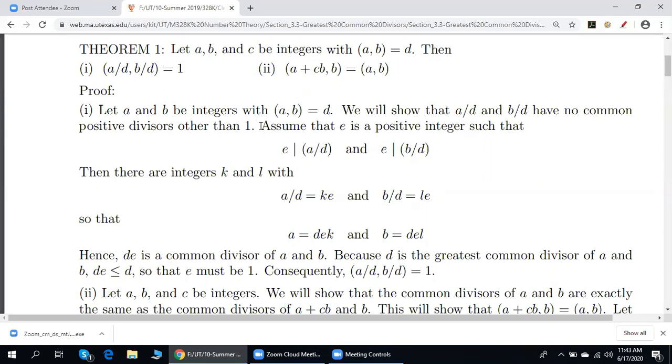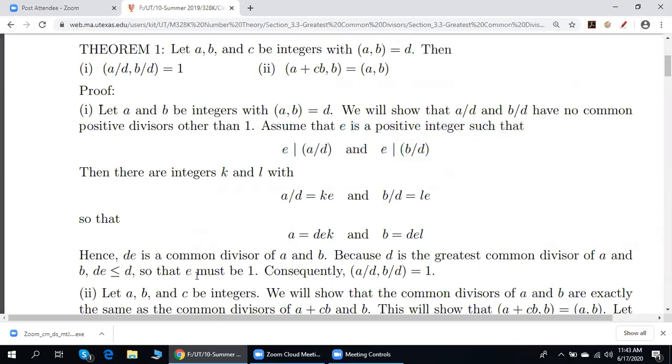So please take a look at what is written here. Let us consider any positive integer that divides both of these. So right now, the only information about e is the following: it's a positive integer that divides both of these, correct? So we started from this.